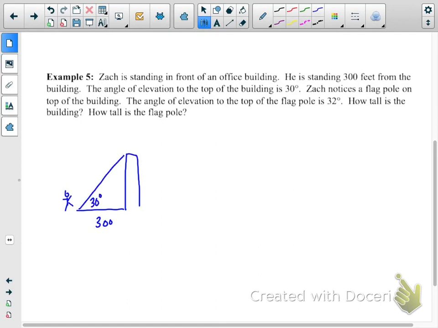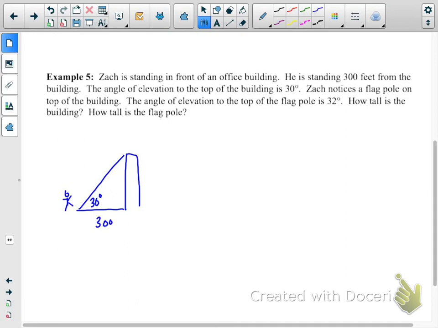Now notice they didn't say anything about how tall Zach was, about any kind of instrument being so far off the ground. So in this case, you're assuming that either Zach is laying on the ground or that the instrument that he's using is on the ground, because I have no other way of doing it. Okay.